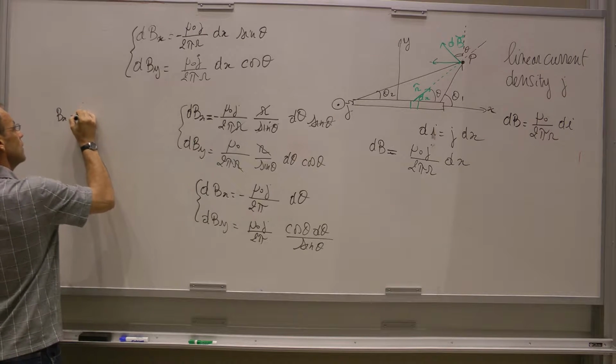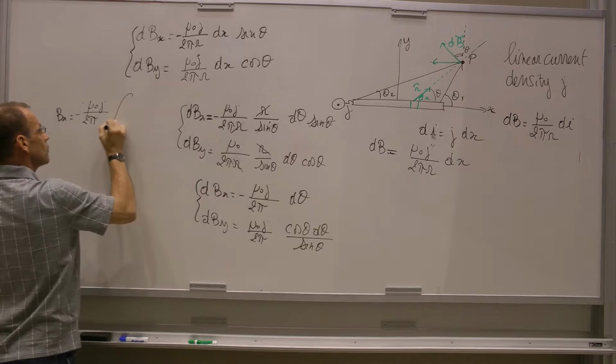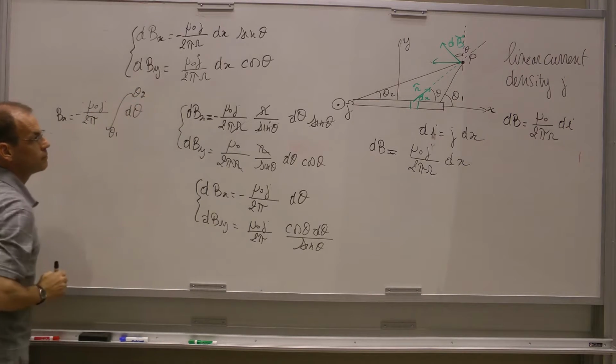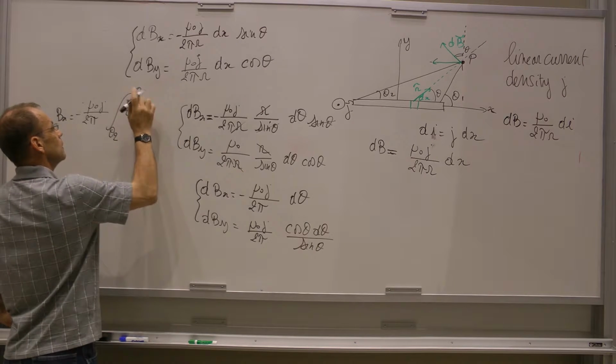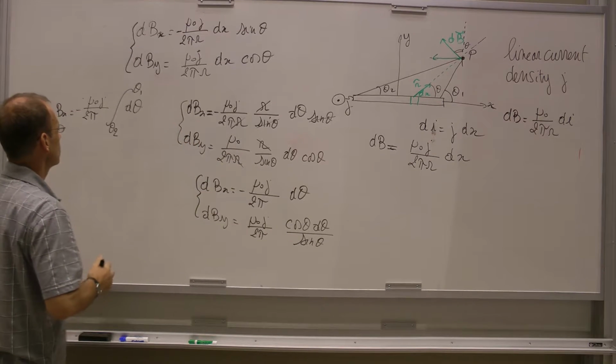Well, I'm going to write it out. Negative mu 0 j divided by 2 pi, the integral of d theta between theta 1 and theta 2. Between theta 2 and theta 1, from small angle to large angle, scanning along the x-axis.